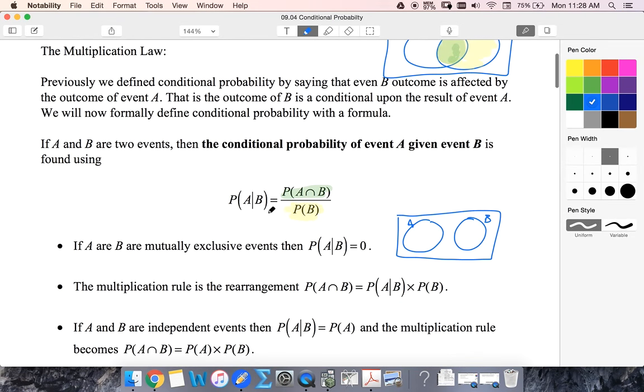If I rearrange this, I can multiply this to the other side, and the probability of A intersect B is the probability of A given B times the probability of B. So this is always true.